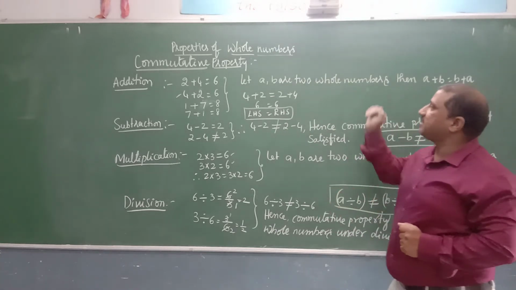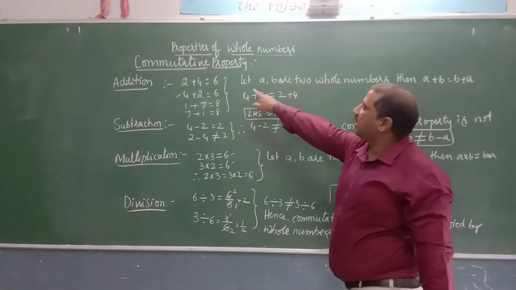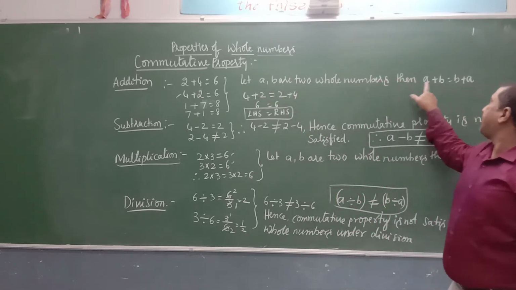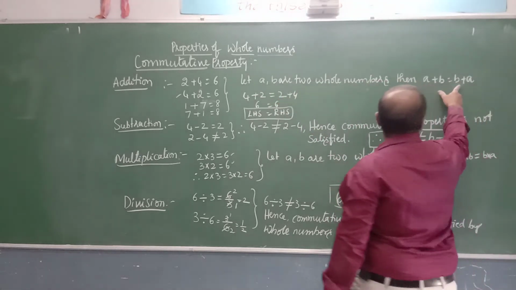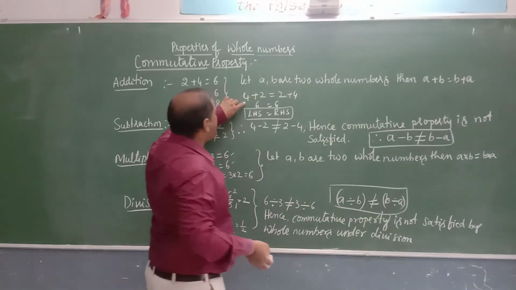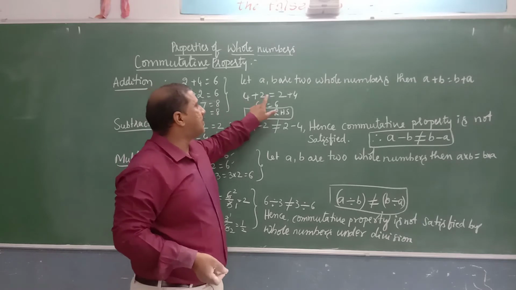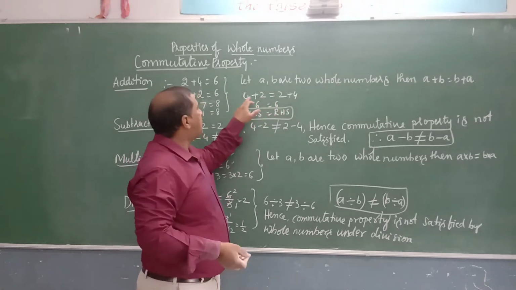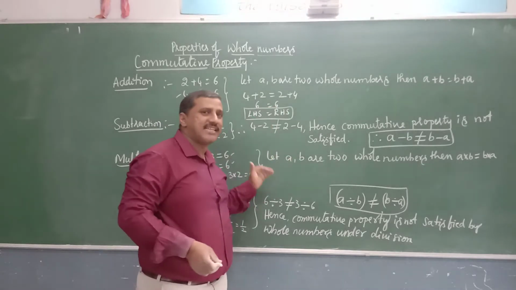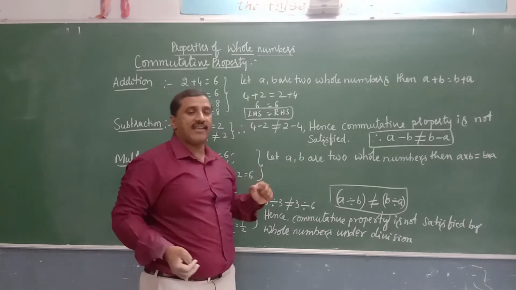So, what is the statement for the commutative property under addition? Let a, b be two whole numbers. Then a plus b is equal to b plus a. One more example: 4 plus 2 is equal to 2 plus 4. 4 plus 2 is 6, 2 plus 4 is 6. By interchanging the order of the numbers, we get the same sum.